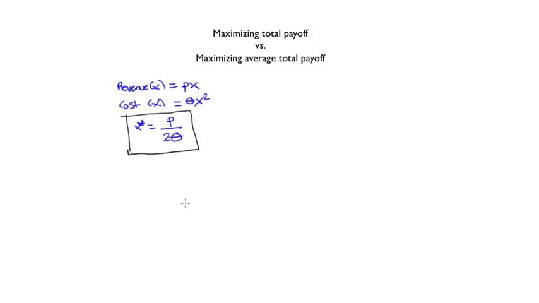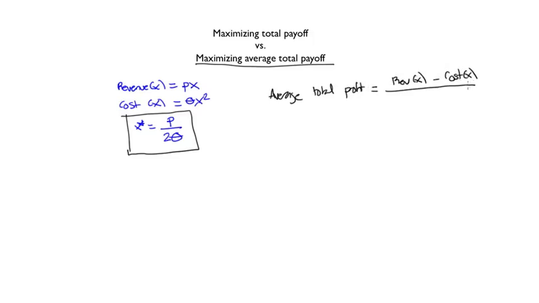Now, consider instead what the solution to maximizing the average total payoff would look like. So average total payoff, or in this case total profit, would be equal to the revenue minus the cost divided by the number of units produced. That is going to be, just substituting the formula, Px minus theta X squared divided by X, and that is just equal to P minus theta X.